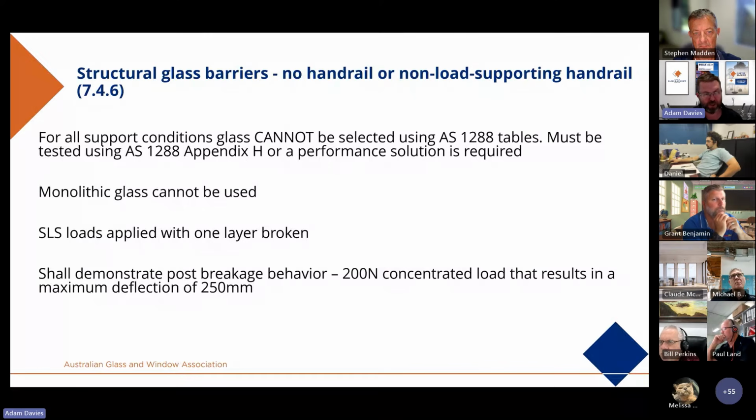But essentially what this post-breakage requirement load means is conventional laminates just do not have sufficient stiffness in their interlayer to work. So when we're talking about structural glass barriers that do not have a handrail or contain a non-load supporting handrail, we're very specifically speaking of high-performing interlayers. There are a couple of brand names out there. They're generally very thick and they're very stiff, so that they do have the redundant capacity that in the event all the glass is broken, they are stiff enough to resist that load being applied to them.